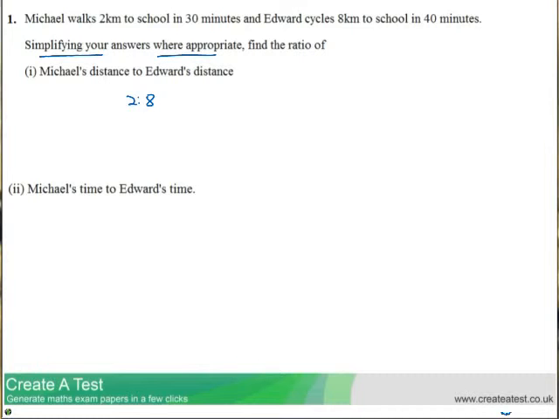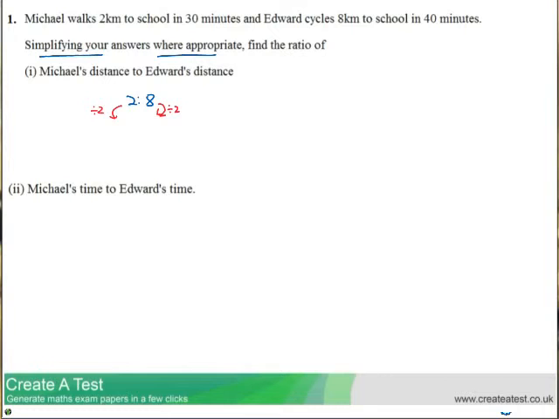So at the moment we've not simplified that ratio, so what we need to do is write an equivalent ratio that is a simplified version. So as long as we do the same operation to each side of the ratio, multiplication or division, we get an equivalent ratio. So what I'm going to do here is divide both sides by 2.